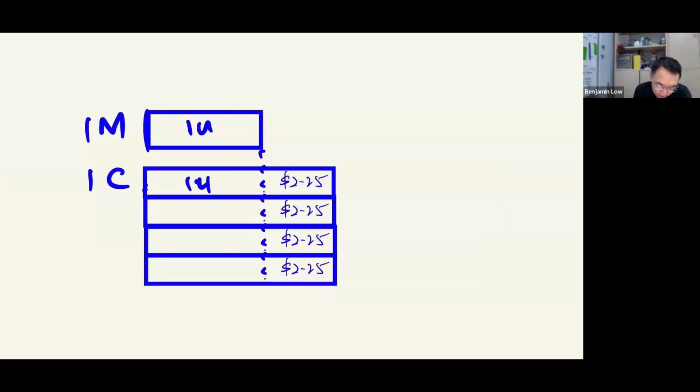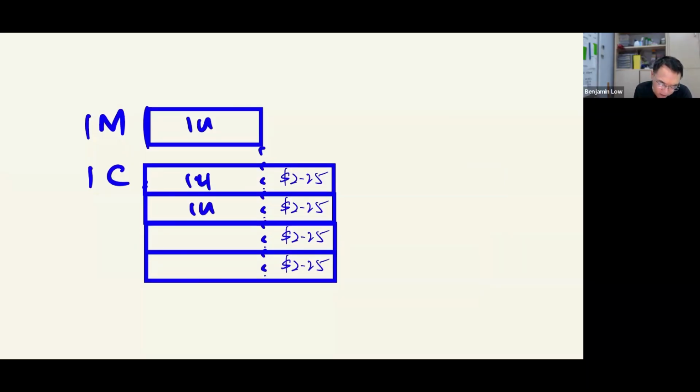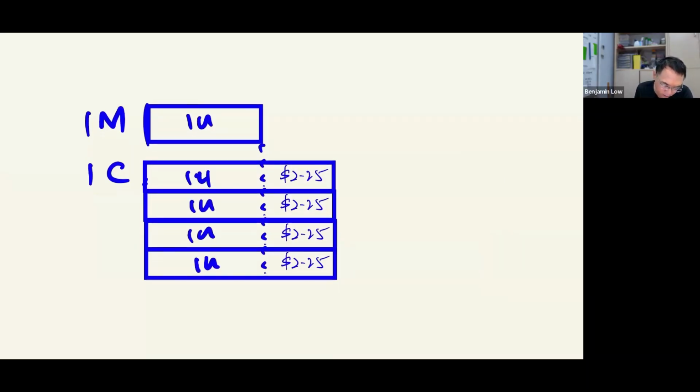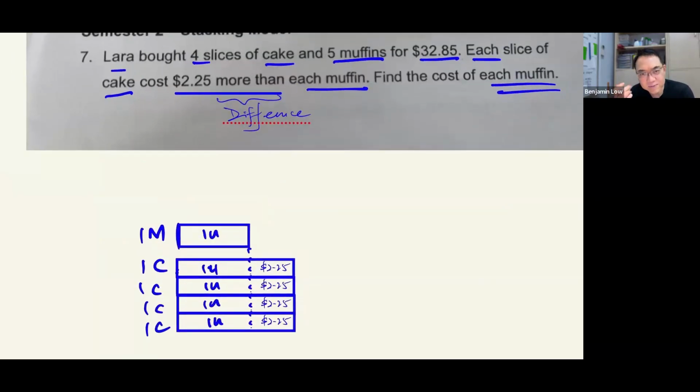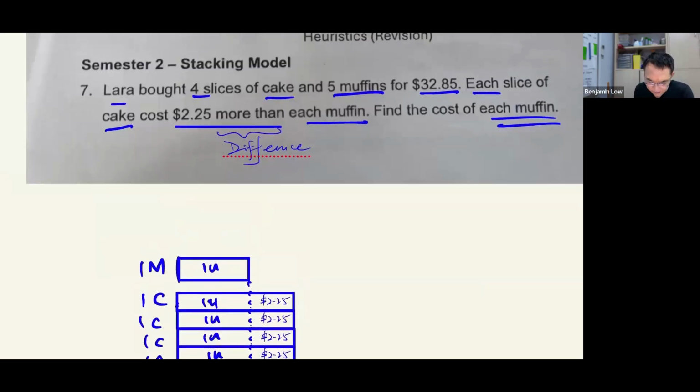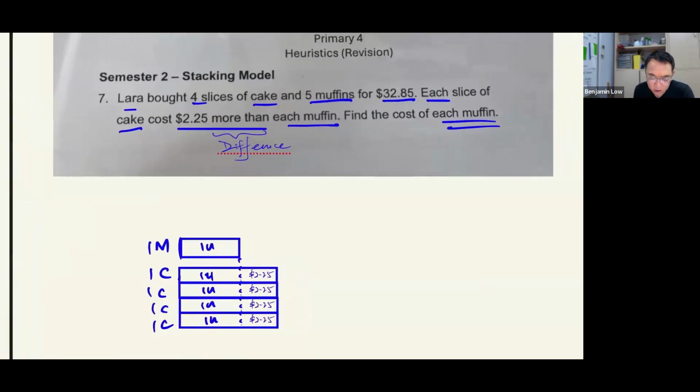Yeah, remember that. So this means I got 4 cakes here. 1 cake, 1 cake, 1 cake. Okay, how many muffins are there? Answer is 5. So I need how many more? Answer is 4, right? 1 plus 4 makes 5. Okay, so 4 more.